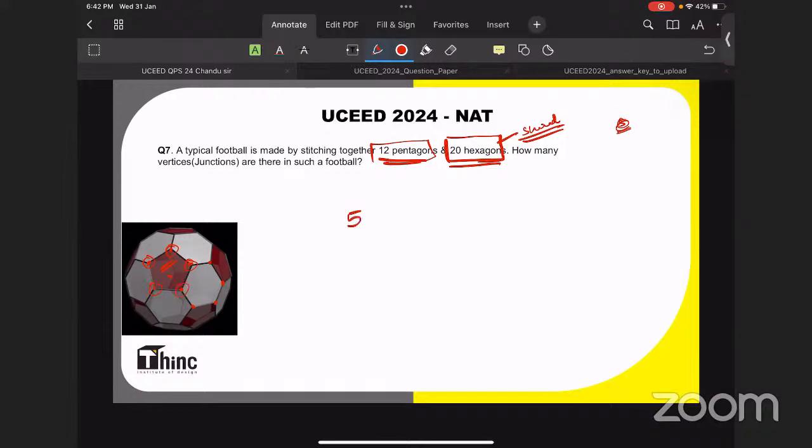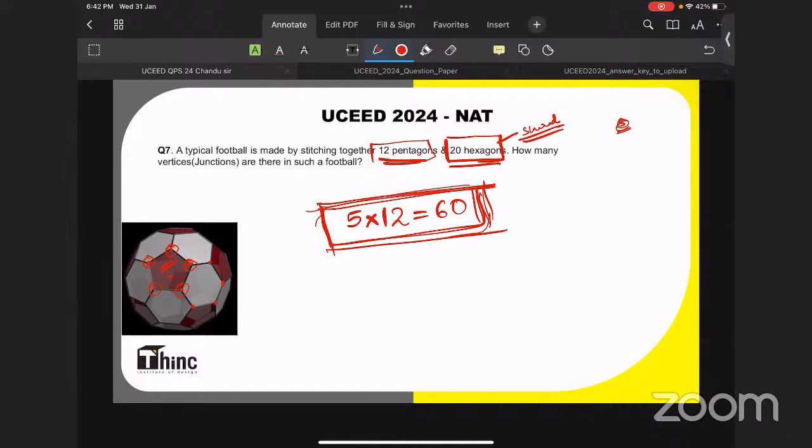Because a pentagon has 5 vertices. All the 5 vertices are shared with hexagons every time. All the vertices of the pentagons are shared with the hexagon all the time. So we only need to bother about these pentagons. 5 vertices per pentagon, total 12 pentagons, so 60 vertices. Whenever a similar question comes, don't bother about even imagining a ball. Directly go. So it is simply 60.